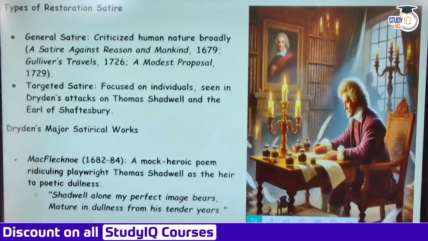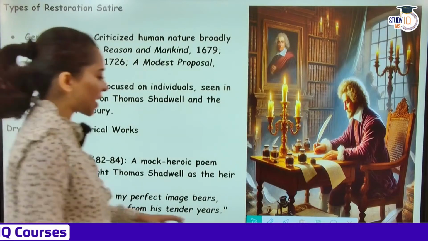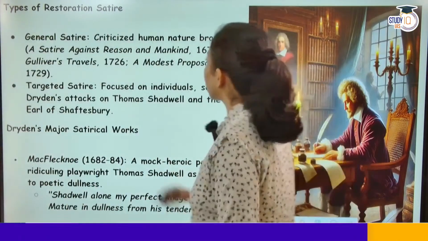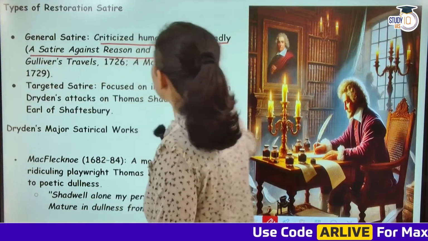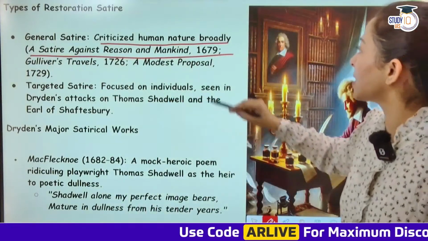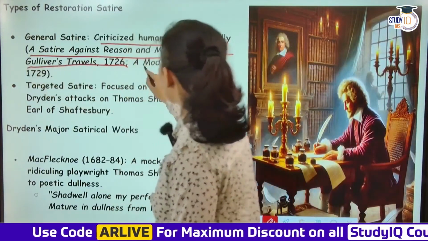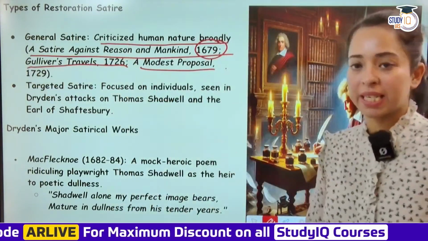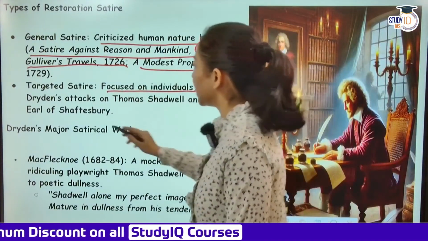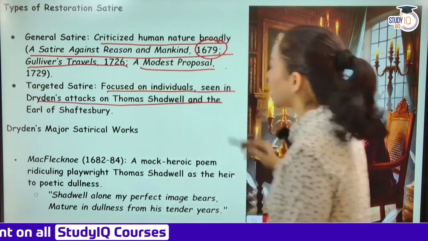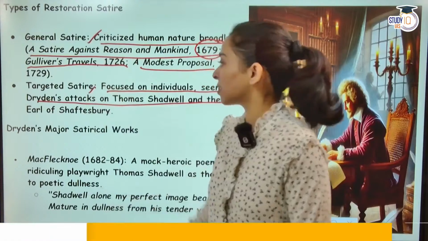Then you have next, and that is types of Restoration satire. एक general satire होता था, guys, and the general satire criticized human nature broadly: A Satire Against Reason and Mankind, 1679, Gulliver's Travels, 1726, A Modest Proposal, 1729. Okay, targeted satire focused on individuals, seen in Dryden's attack on Thomas Shadwell and the Earl of Shaftesbury. So general satire and targeted satire.